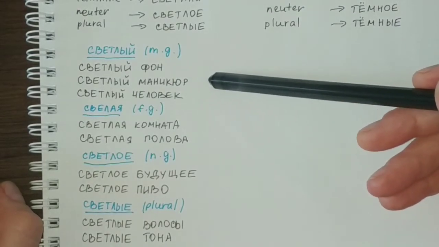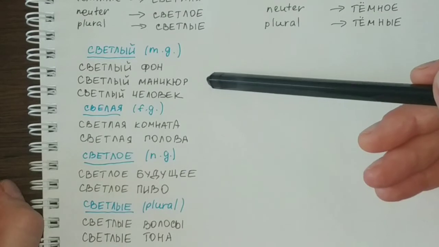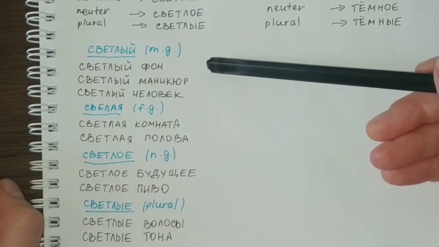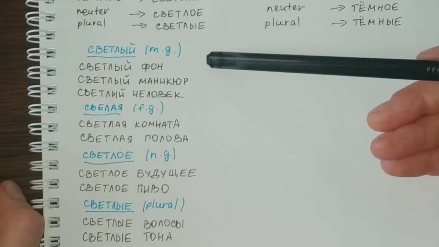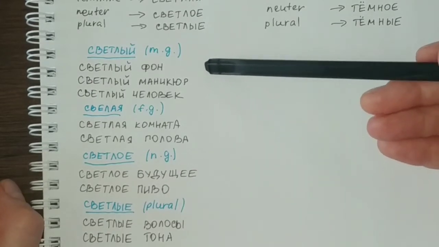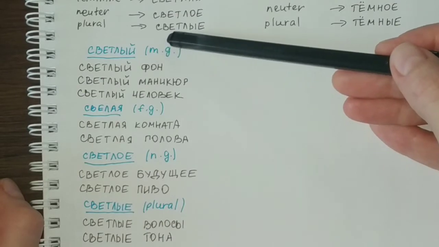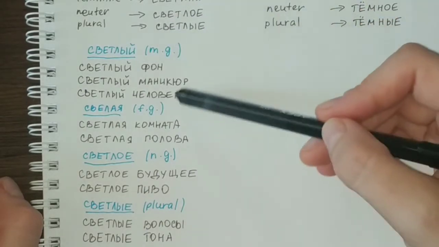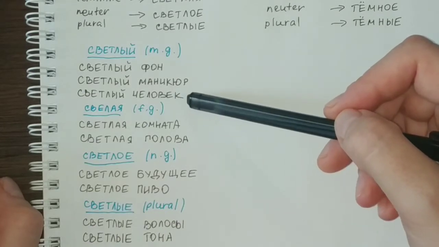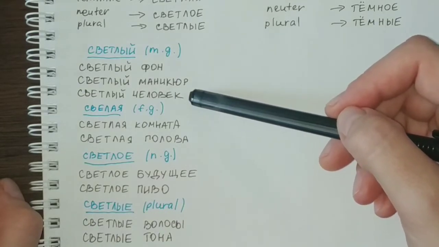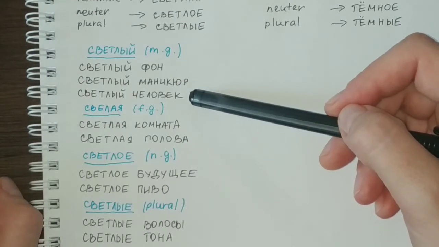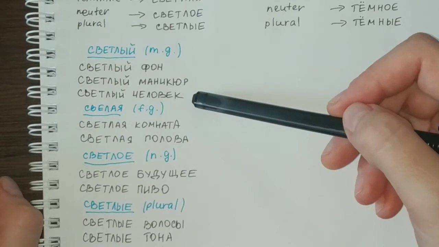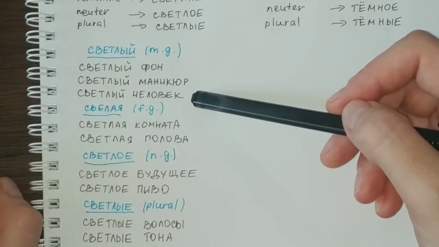Manicure means manicure, and of course, if you are using light colors in your manicure, you can say that it is a light manicure, and it is translated as is into Russian, светлый маникюр, using the masculine gender form of the adjective светлый. Светлый маникюр. Another example is светлый человек. Светлый человек. Человек means a person, and roughly it can be translated as light person, but of course it has a more clear meaning.